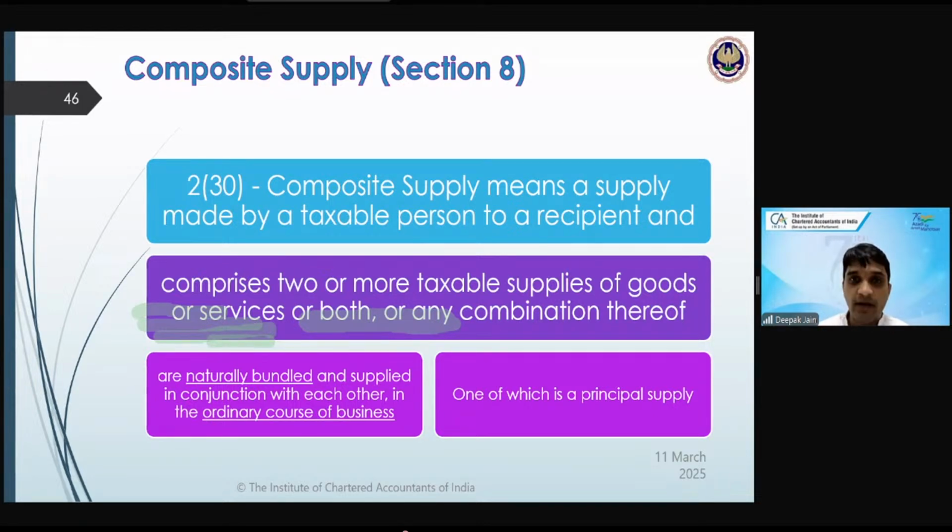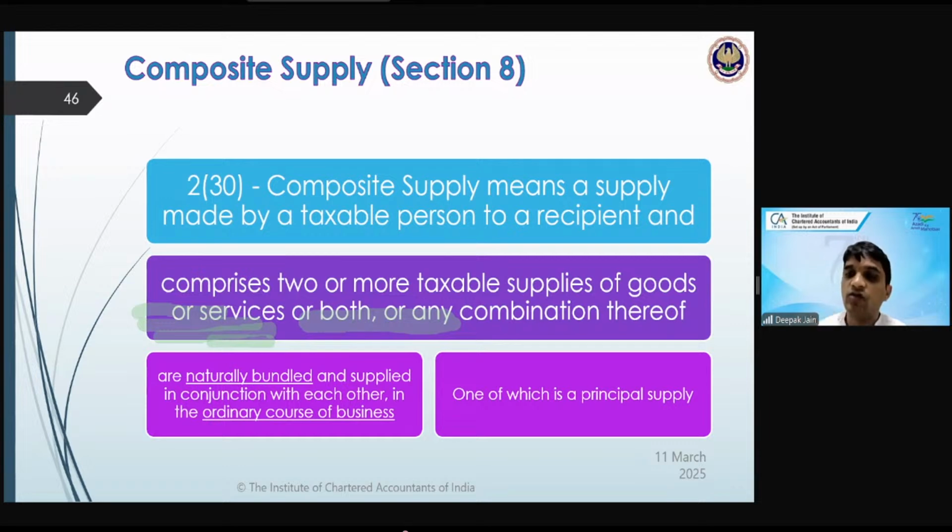And they are naturally bundled because whenever we buy, we want the installation also. And they are supplied in conjunction with each other, in the ordinary course of business, one of which is a principal supply. Which is the principal supply? The principal supply is the air conditioner itself.